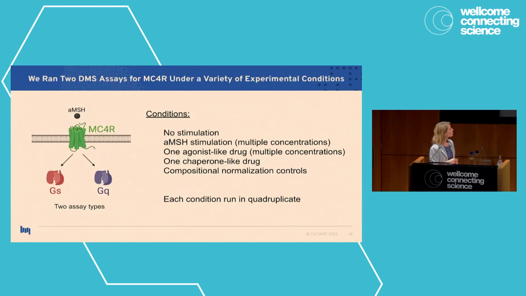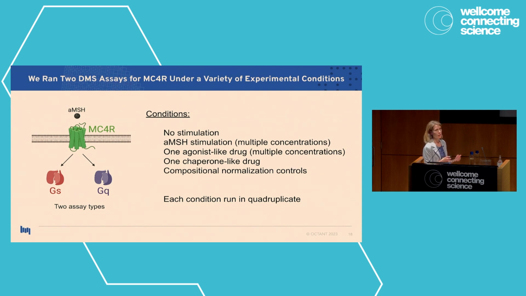All right, so the reason we want to look at different conditions is because we actually take each library and put them under a variety of different conditions. So again, we developed two different assays for MC4R, the GS and the GQ signaling assays. And we put each of these libraries under a panel of different conditions, either with no stimulation, or with alpha MSH stimulation. Remember, this is the native ligand agonist. And we tried multiple concentrations for this.